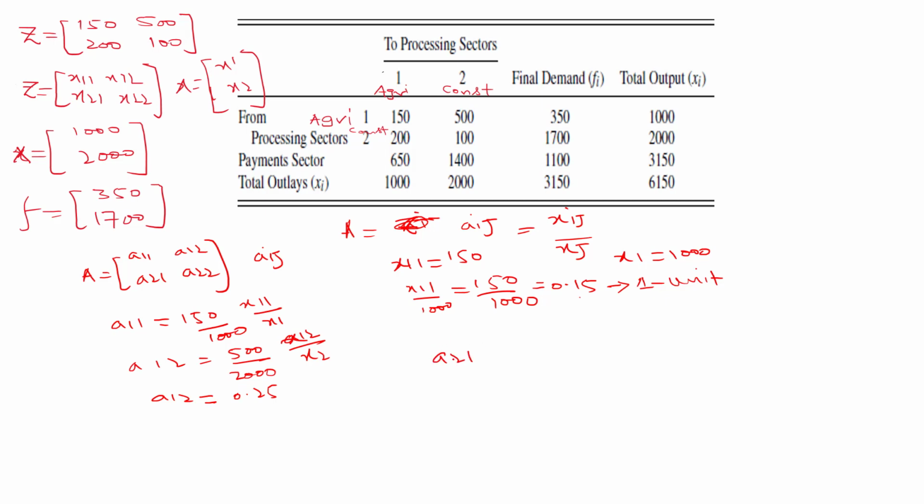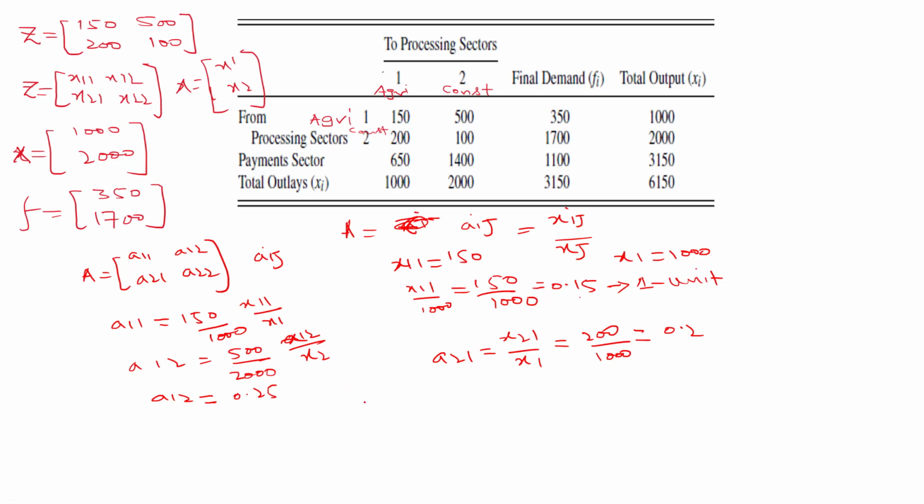Similarly, A21 means industry 2 providing to industry 1. So it will be X21, and what is the total output of 1? We write A21 as 200 divided by the total output of 1, which is 1000. So this will be 0.2. 0.2 is the unit worth of output per output.